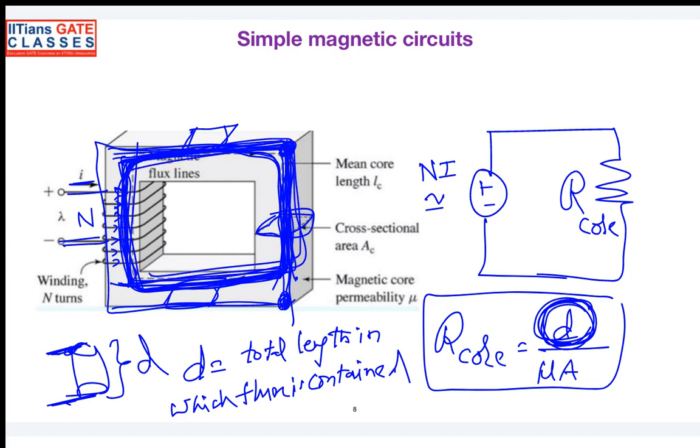Loop area as well as the whole length is called the mean free length. So D is, technically speaking, the mean free length in which the total flux is contained. So you got the point here now?